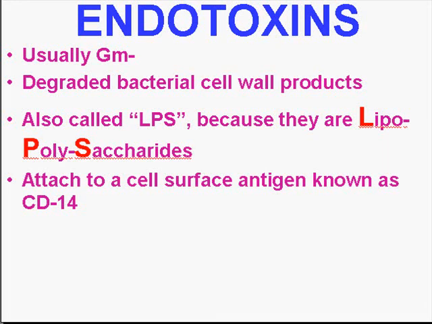Let's talk about endotoxins. We said they're usually gram-negative because they are endotoxins rather than exo. They are usually degraded bacterial cell wall products. A more politically newer name for them would be LPS, because chemically they're all lipopolysaccharides. They start their action by connecting to an antigen on the surface of cells known as CD14, seen on a wide variety of cells. And that's the beginning of the whole process.